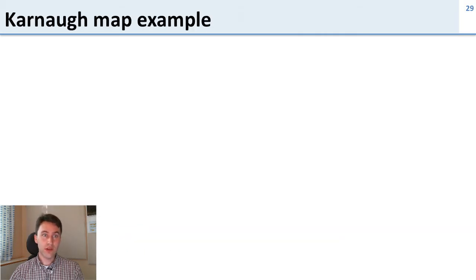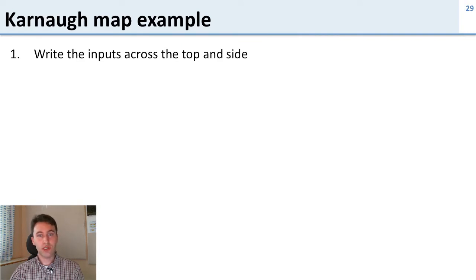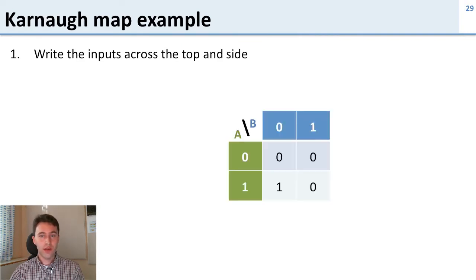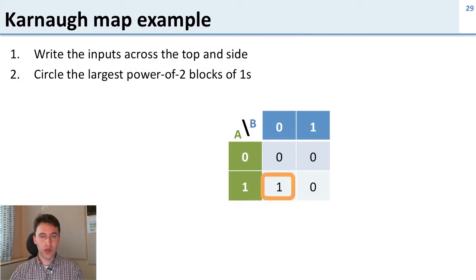Let's take a look at another example. So I'm going to start out the same way. First, I'm going to write the inputs across the top and the side. So here's my function. I've got B across the top and A down the side, and I've filled in my truth table in the middle. Now I'm going to circle the largest power of 2 block of 1s, which is this one here, and now I'm going to write down the equation.